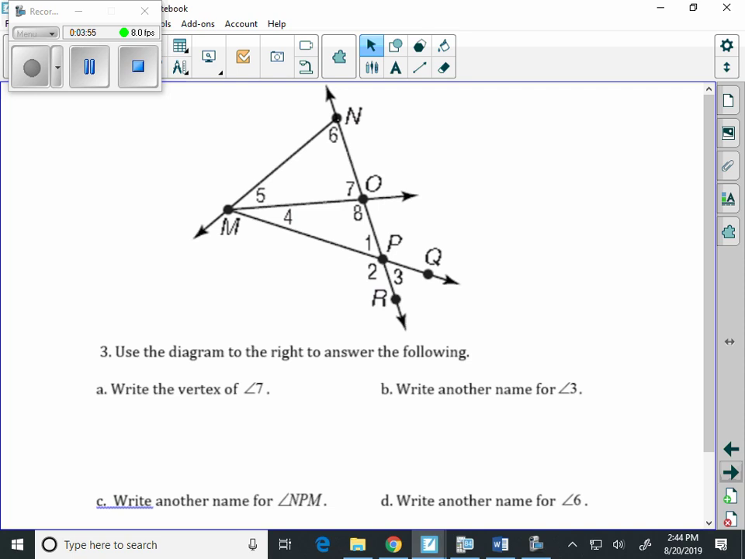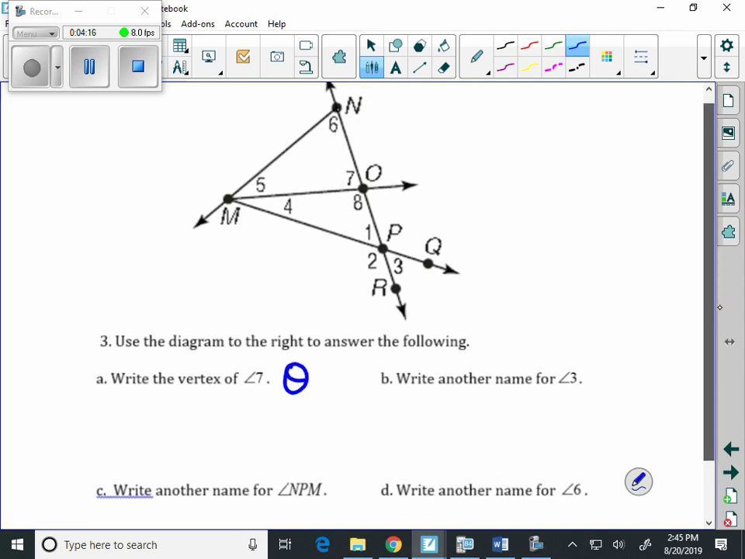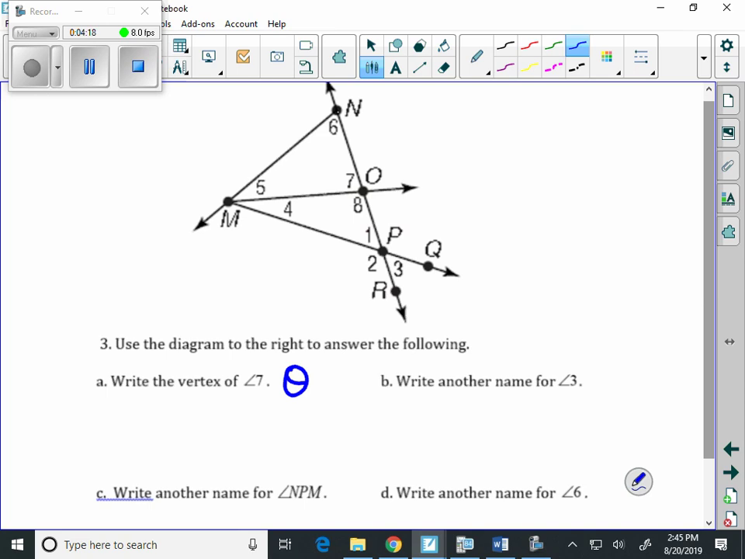Problem number 3. Another diagram. We want to use the diagram to the right, which I have above, to answer the following questions. Write the vertex of angle 7. Well, the vertex of angle 7 is the letter O. I prefer a little bit more specific, but based on that question, that's how I would answer it. Letter O.